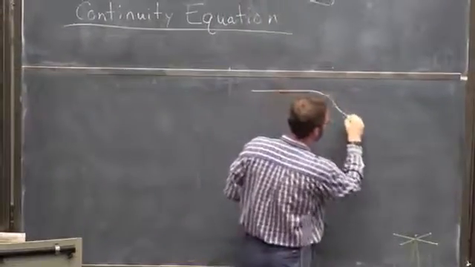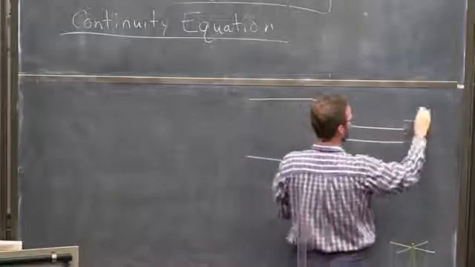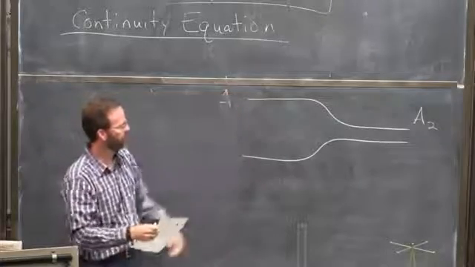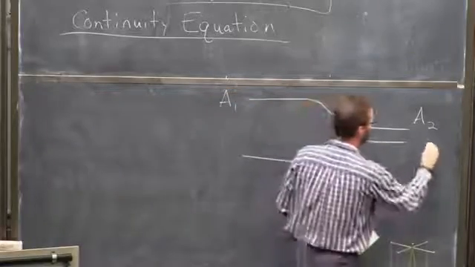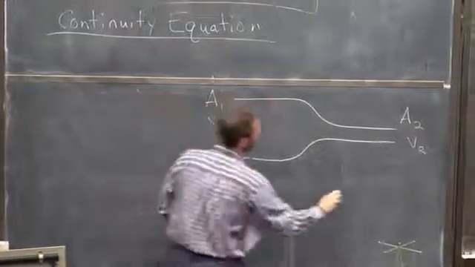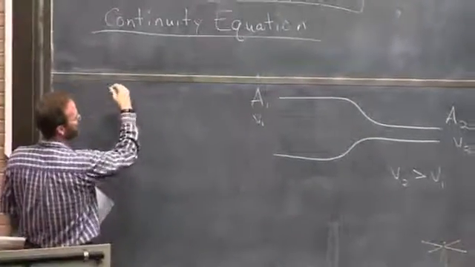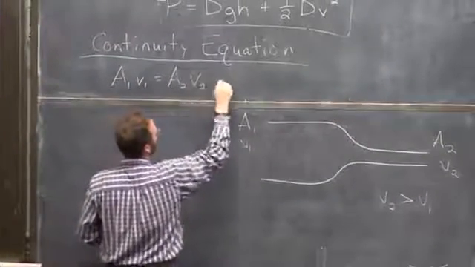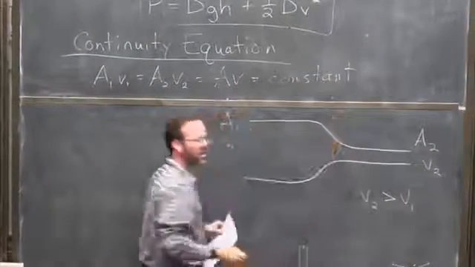So if you have a pipe like we do, and it gets smaller. So over here, say you have area 2, and over here you have area 1, the cross-sectional area. Then where does it move faster? Over here. V2 is greater than V1. It moves faster. The product stays the same. A1 times V1 is A2 times V2. In other words, AV, that's all staying constant. And what's constant? The flow rate.